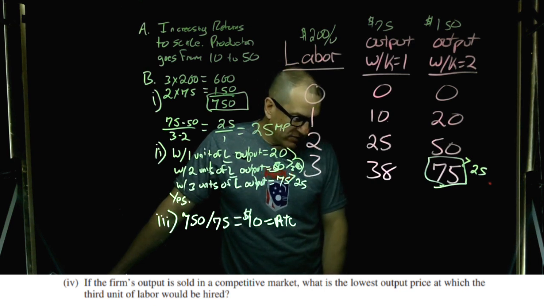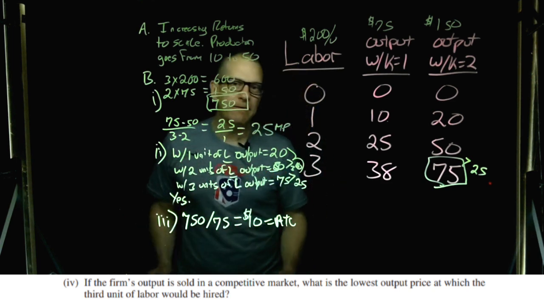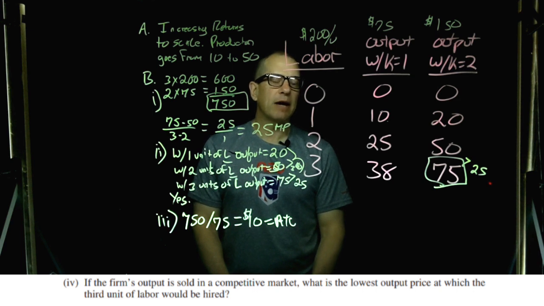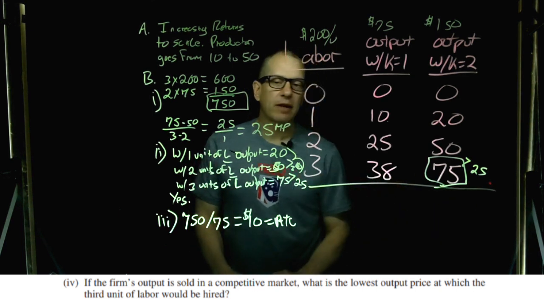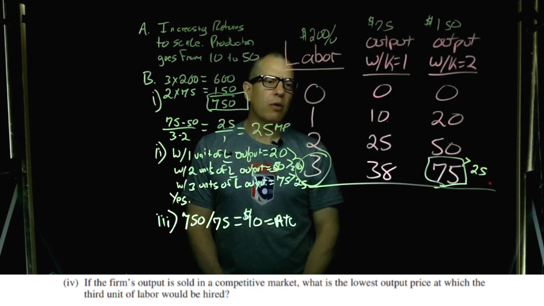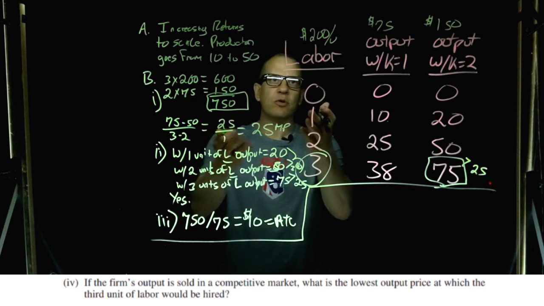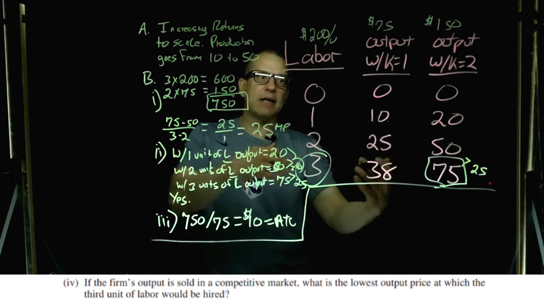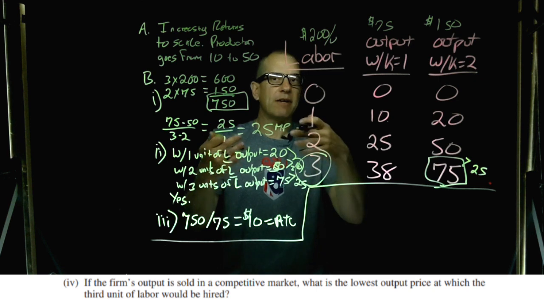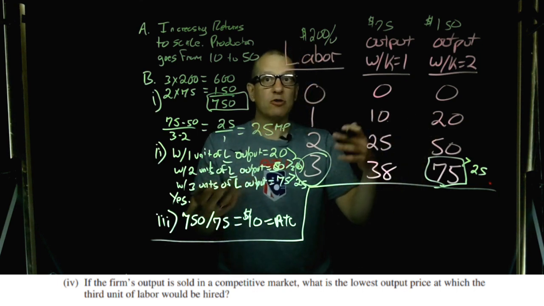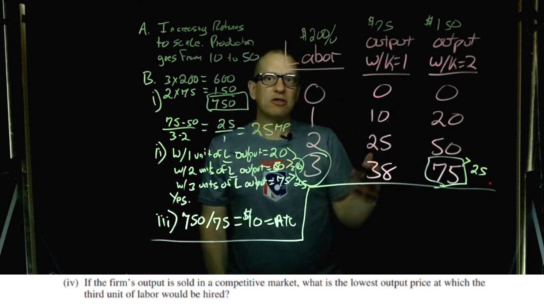So it says if the firm's output is sold in a competitive market, what is the lowest output price at which the third unit of labor would be hired? Okay, so I would have to take a look and kind of backward engineer how we're going to look at the costs of this overall output at this third level. The easiest way that I've figured out how to do this is just to take each unit of labor and what that resource cost is, and to divide that by the output that's taking place. And if we're operating in a perfectly competitive marketplace, that should equal our marginal cost at that point, and our marginal cost would equal our lowest average total cost in the production.